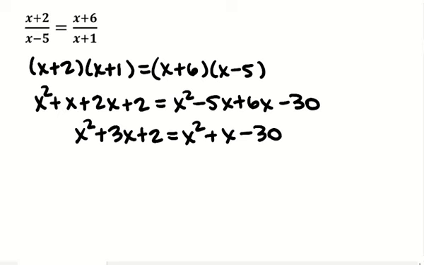Okay, now I'm going to subtract an x squared from both sides. Now we're much better off for not having to factor, use the quadratic formula, complete the square, nothing like that. And then I'm going to work on the x's. Maybe I'll just subtract 1x from both sides. And so I'll have 2x plus 2 equals -30.